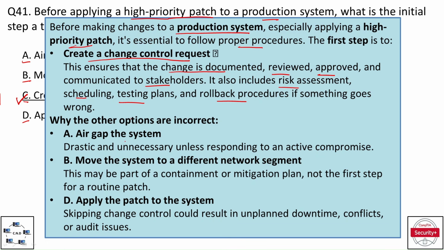So why are the other options incorrect? Option A, air gap the system. So drastic and unnecessary unless responding to an active compromise. And option B, move the system to a different network segment. This may be part of a containment or mitigation plan, not the first step for a routine patch. And option D, apply the patch to the system. So skipping the change control could result in unplanned downtime, conflicts, or audit issues.